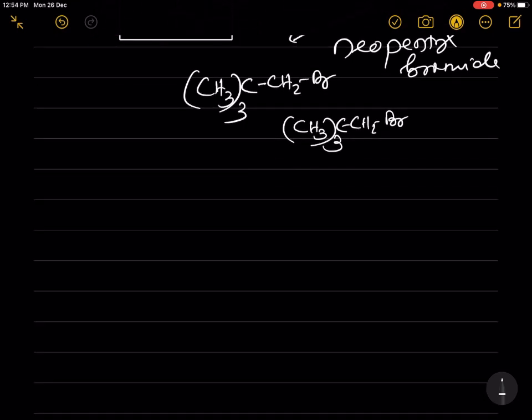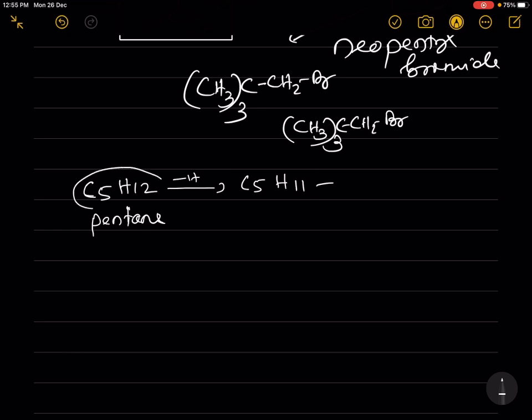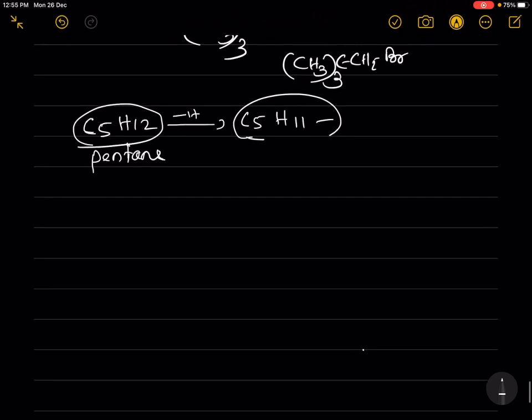Next, C5H12. This is the formula of pentane. If you remove one hydrogen atom, you will get C5H11. This is obviously a pentyl group, but there are many pentyl groups. So we cannot say this one is the structure of pentane or this one is the structure of pentyl. You see, pentane has 3 isomers.